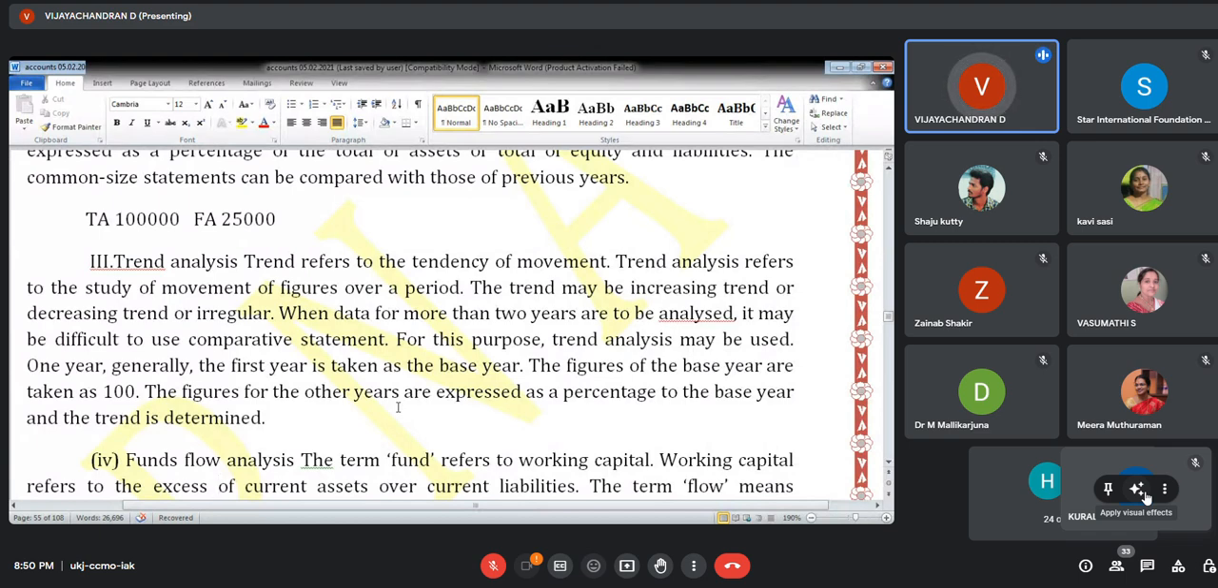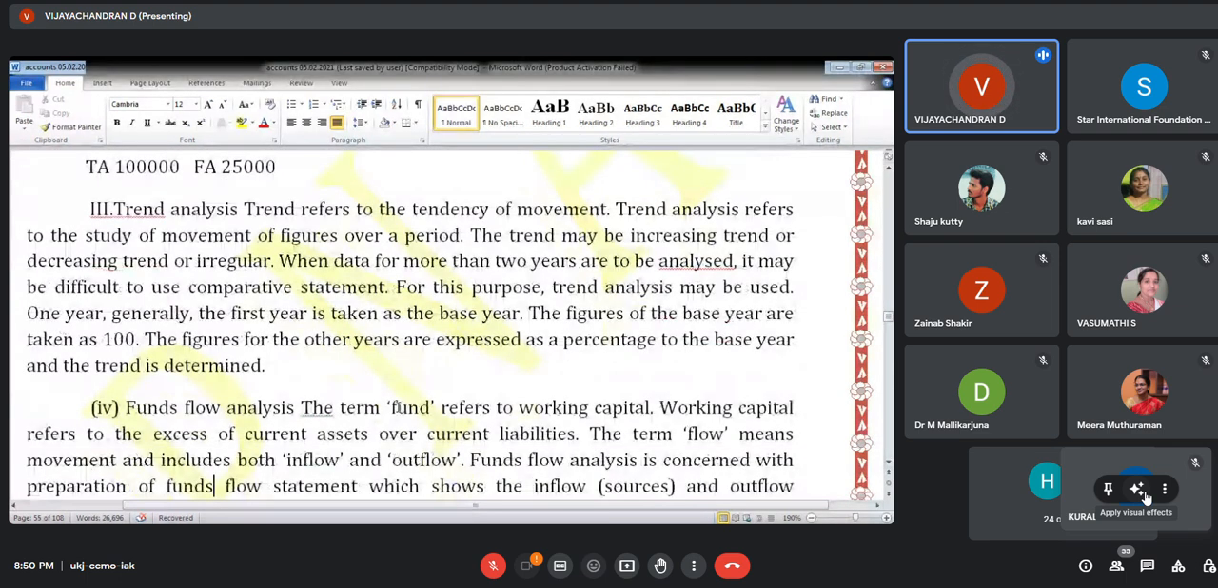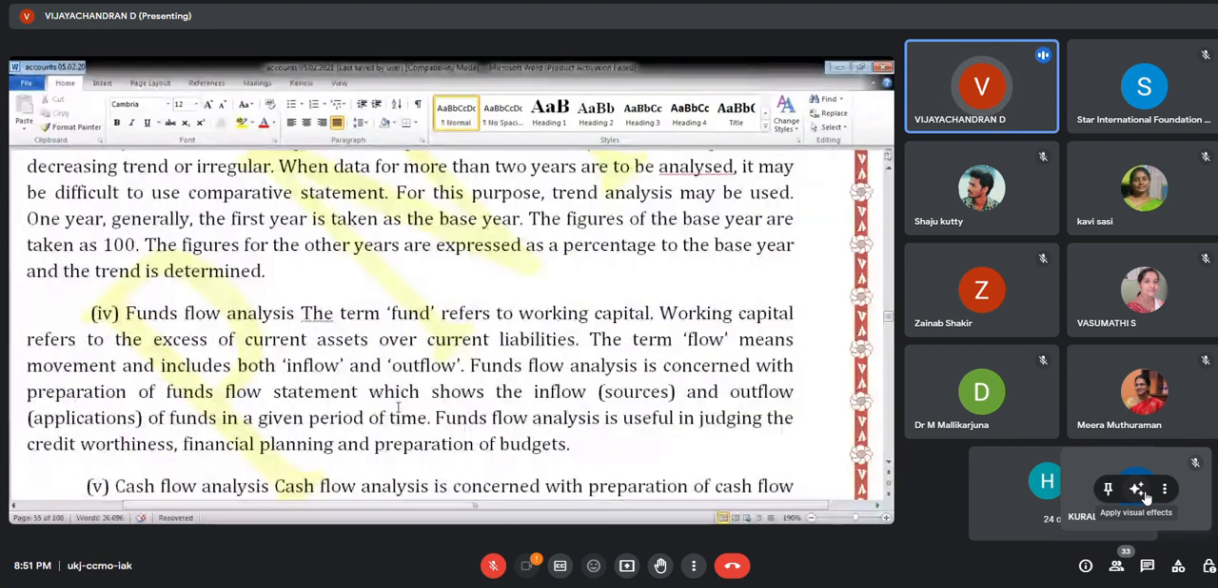Coming to the fund flow analysis, I told you fund here refers to working capital. Even a simple question in 2021, you can find the question in the fund flow statement. What is fund? Fund refers to working capital. Working capital means the temporary capital, or in a simple way, current assets minus current liabilities. So the fund required for day-to-day operation is known as working capital.